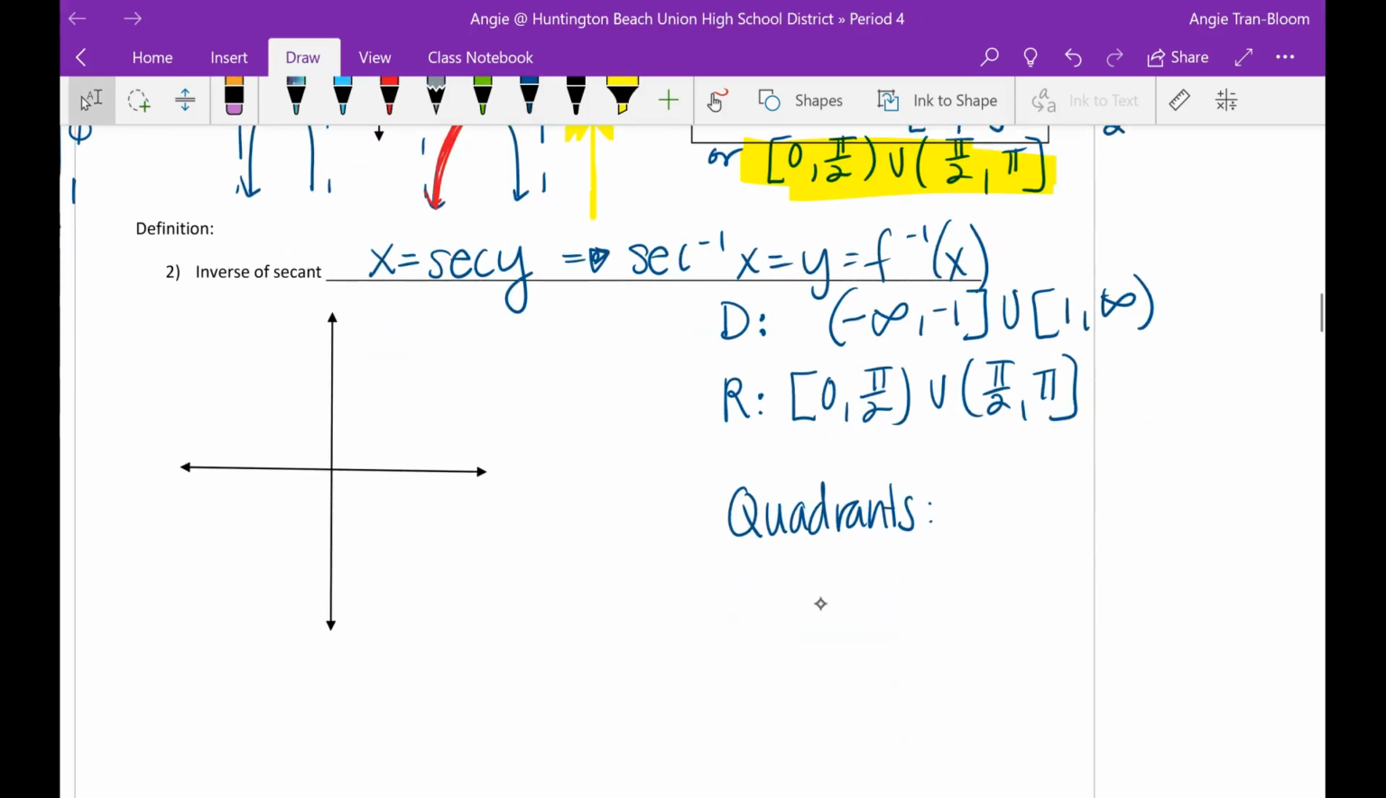Now earlier we talked about quadrants, okay? 0 is right here, pi over 2 is right here, and pi is right here. So as you can see, secant is in quadrant 1 and quadrant 2. Super important that we identify these quadrants.